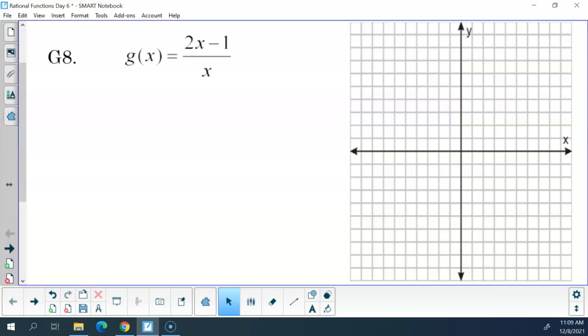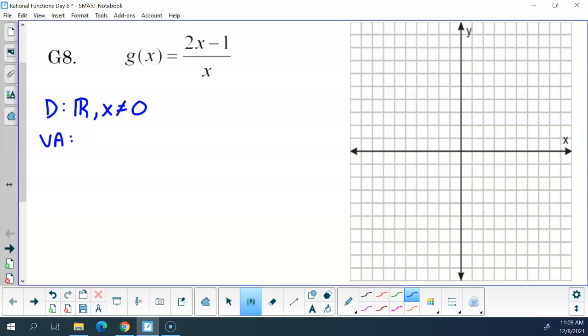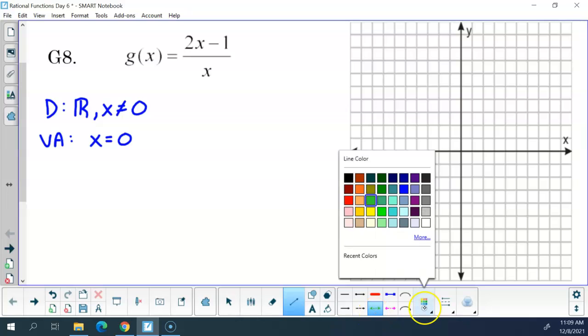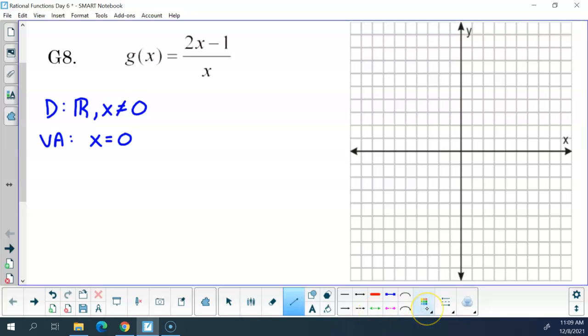Okay, so what do we got for a domain? All real numbers. Which means I got a vertical asymptote at x equals 0. So that is our old friend, the y-axis. Okay. Then what's step number 2? You got the horizontal. I find the hop.